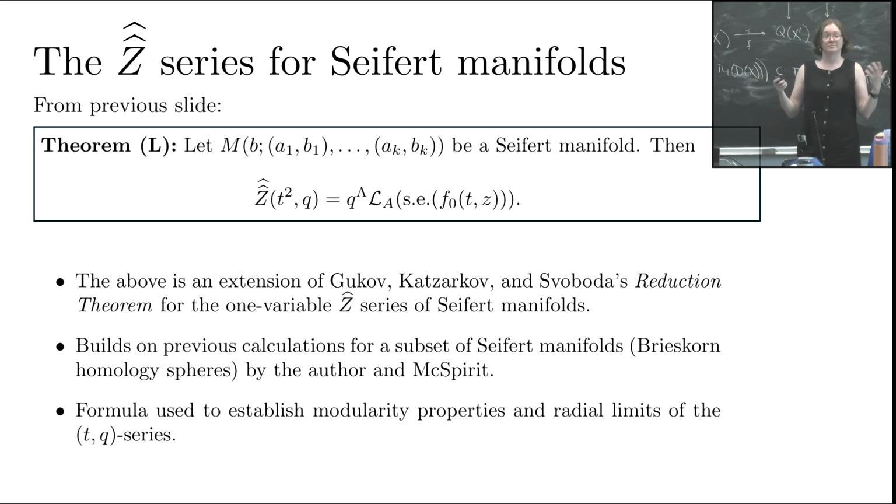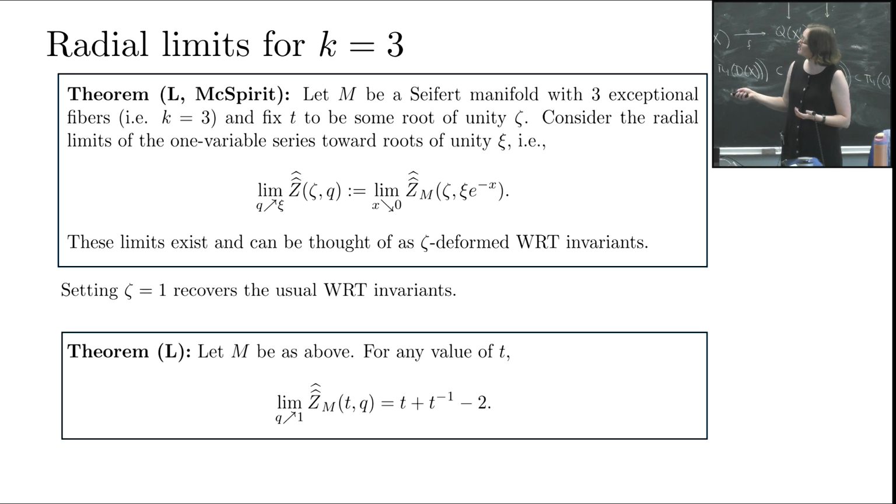And this is an extension of the work of Gukov, Katzarkov, and Svoboda's reduction theorem for the 1-variable z hat series. Again, I think these authors deserve a lot of credit. It also builds on previous calculations for Brieskorn homology spheres by myself and Eleanor McSpirit. This formula is what we use to establish modularity properties and radial limits of the TQ series. First I'll talk about radial limits, because we actually need radial limits to be able to think about modularity the way that we want to.